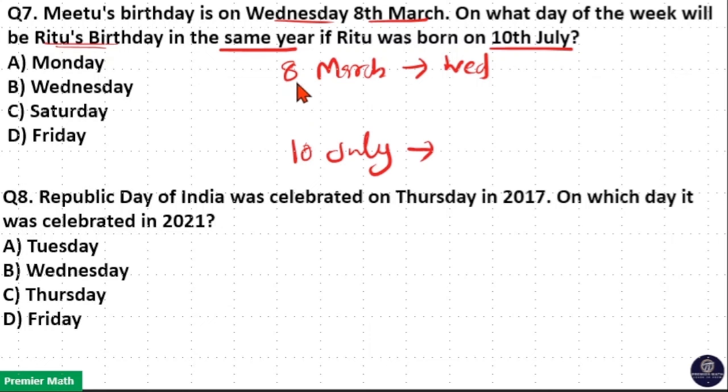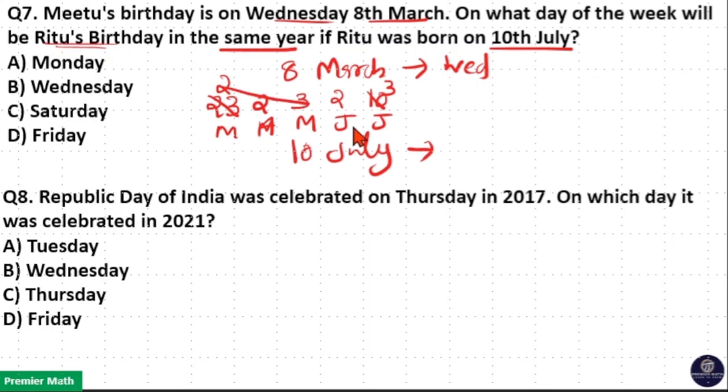In March there are 31 days, but 8 days are already gone. So remaining 23 days. Now after March it is April, May, June and July. In April there are 30 days, so 2 odd days. May there are 31 days, 3 odd days. June there are 30 days, 2 odd days. July means up to 10th of July, so 10 days. Now in 23, 2 odd days, and in 10 there are 3 odd days. 2 plus 2 plus 3 is 7. So 7 cancels, remaining 2 plus 3, 5 odd days.